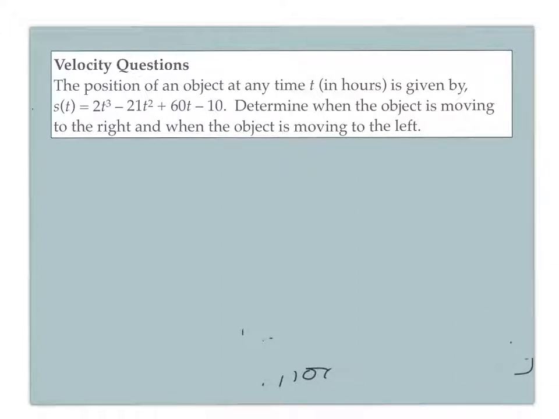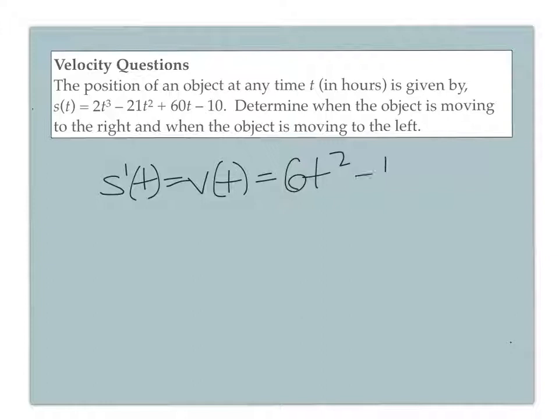So if we want to do that, what we need to figure out first is the velocity. If we have position, it's pretty easy to find velocity. I just find s prime. So s prime of t is equal to v of t, which here would be equal to 6t squared minus 42t plus 60.